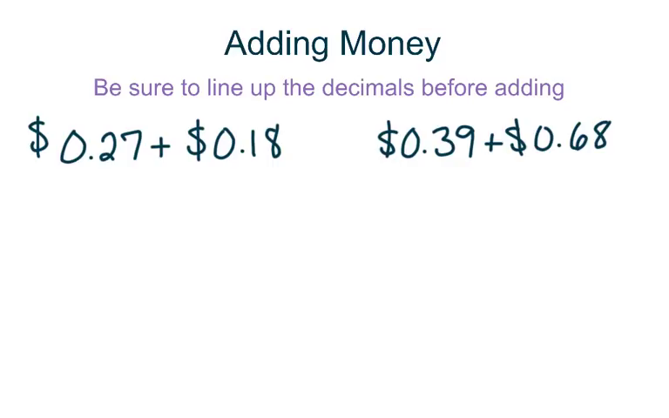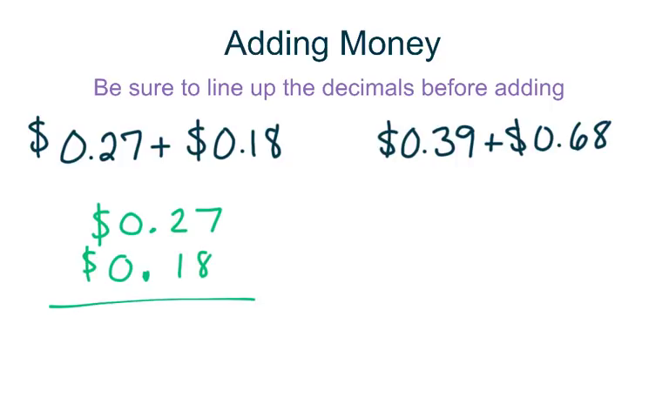Well, if we're going to write these vertically, we're going to have our 27 cents, and notice where our decimal is, and that needs to be lined up with our decimal of 18 cents. And then when we add, we make sure that we add normally, and we bring down the decimal right where it is. That decimal is not going to change spots. And so I'm going to add, and I'm going to get 45 cents as my final sum.